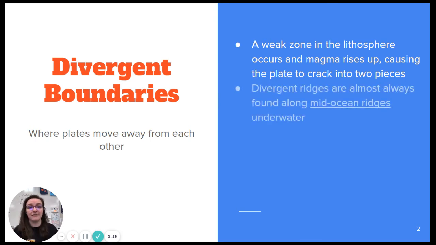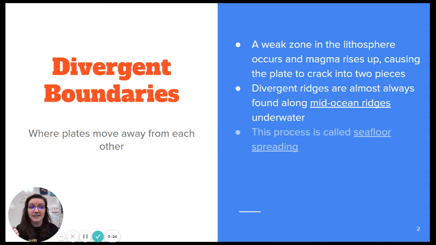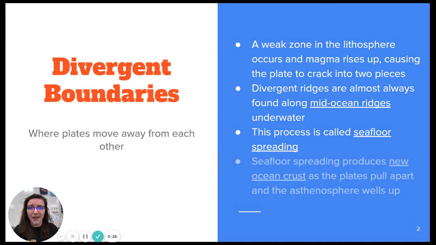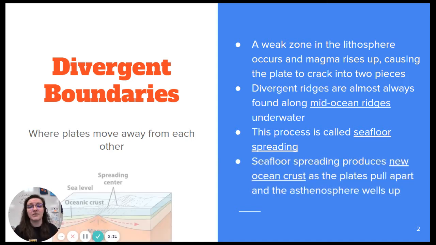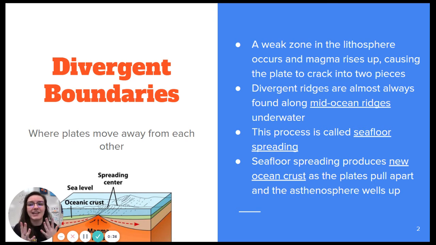The first is divergent, and these are where plates are moving away from each other. Divergent divide, they are pulling away. This happens when there is a weak zone, a particularly thin part of the lithosphere in the crust, and some magma is rising up beneath that crust, which makes a plate crack into two pieces. The tectonic plates that we have now are not set in stone, so to say. They can break apart into smaller pieces, and so a plate can crack in half, and they move apart, and that becomes a divergent boundary.